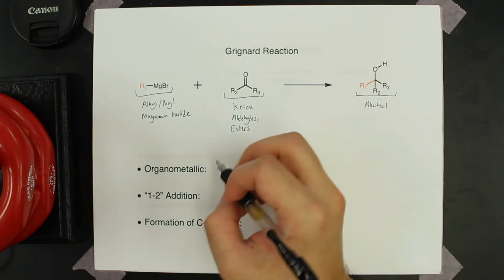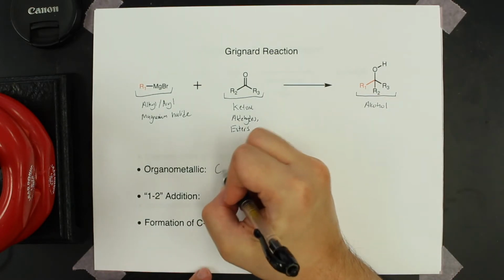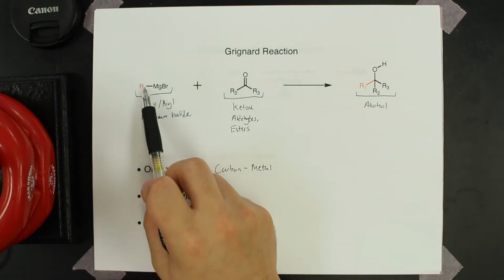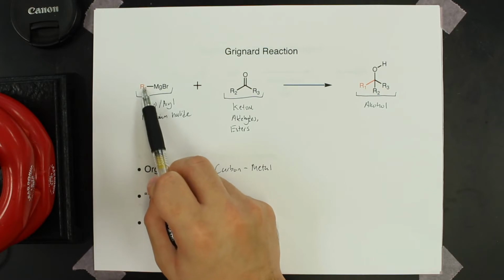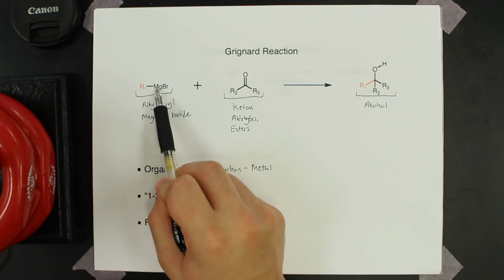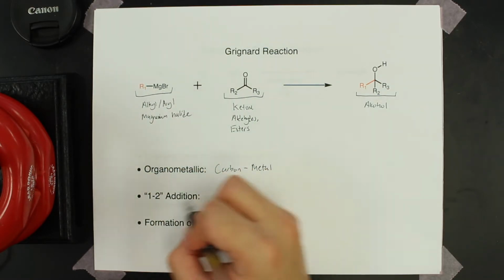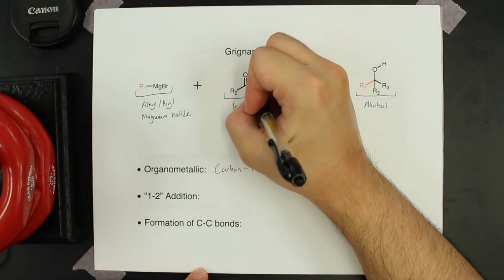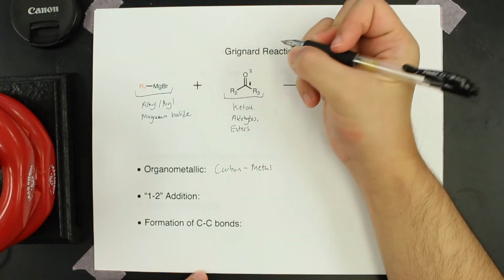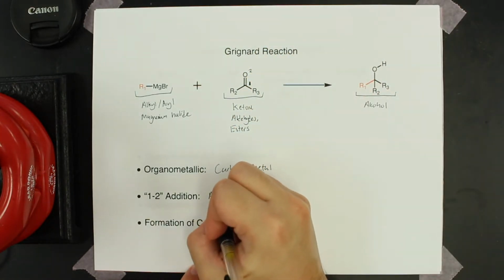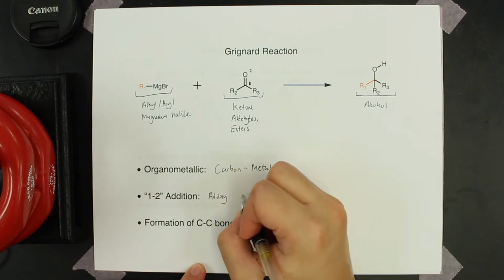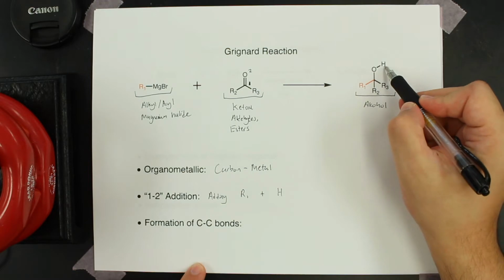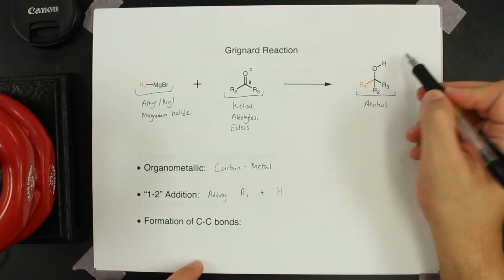The Grignard reaction is said to be an organometallic reaction because it has a carbon-metal bond. The carbon-metal bond is between this R1 group, a carbon fragment, and magnesium here, so that's your carbon-metal bond. It's also said to be a 1,2 addition. 1,2 addition refers to the carbonyl carbon and the oxygen. So you're adding two groups to the carbonyl. You're adding R1, a carbon fragment, and you're adding H. H was added here, and R1 was added here, 1,2 addition.